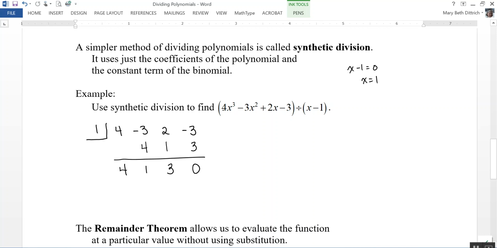Now let's see, how do we write that? Notice that what I had was an x to the third power divided by an x. So my quotient is going to be an x squared. So 4 is going to be the coefficient of x squared. And actually, we usually draw a line right here. The last number is your remainder. So this is kind of cool that my remainder was 0. So 4 is the coefficient of x squared, 1 is the coefficient of x, and 3 is my constant term. And that makes sense because if I had an x cubed divided by x, my solution is going to start with an x squared.